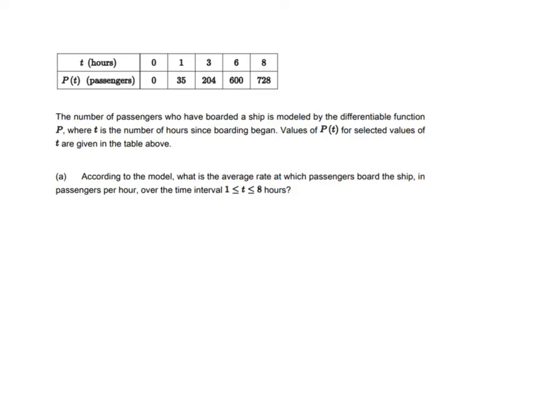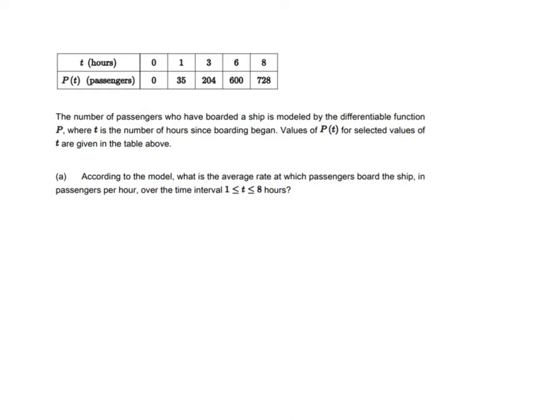So for question number 3, we have a table that gives us several values of P of T, which is the number of passengers who have boarded a ship. For part A, we want to find the average rate at which the passengers board the ship.